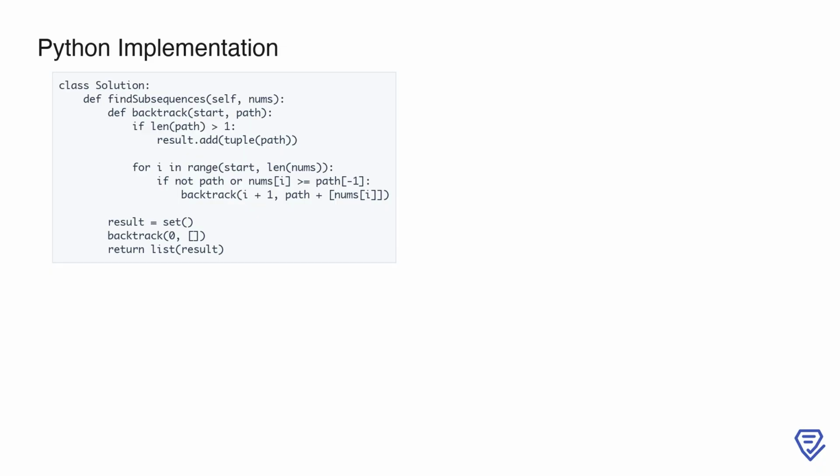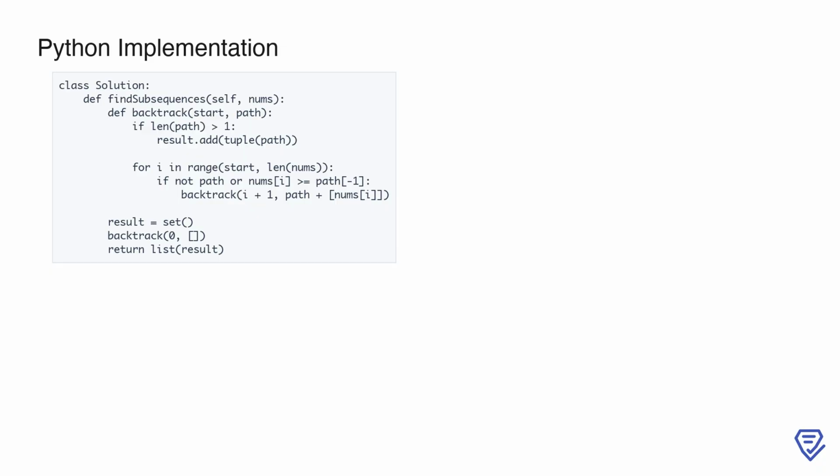The first step in the backtrack function is to check if the current path has more than one element, a valid subsequence. If it does, we add it to the result set as a tuple. Using a set ensures that we avoid duplicate subsequences automatically. Next, we iterate through the array starting from the start index. For each element, we check if the path is empty or if the current number is greater than or equal to the last element in the path. This ensures the subsequence remains non-decreasing.